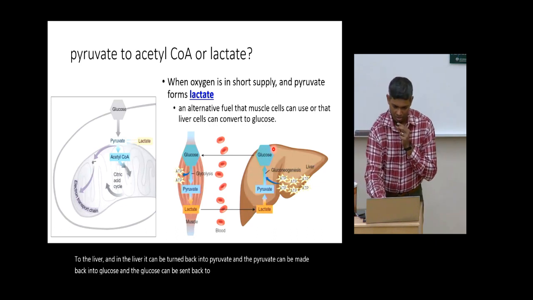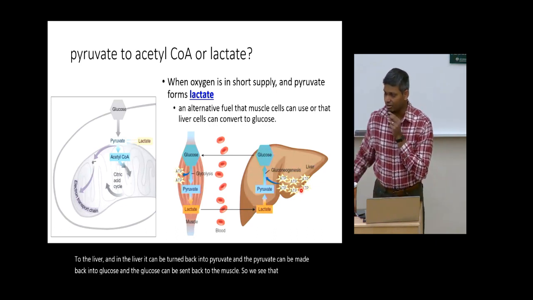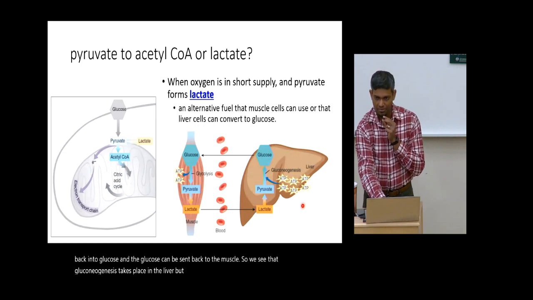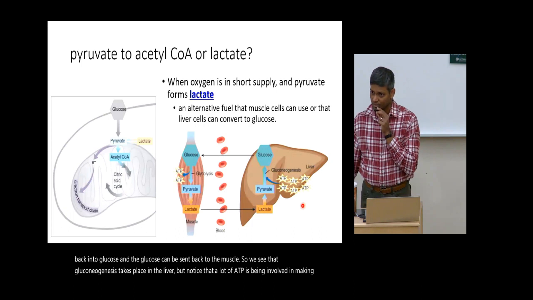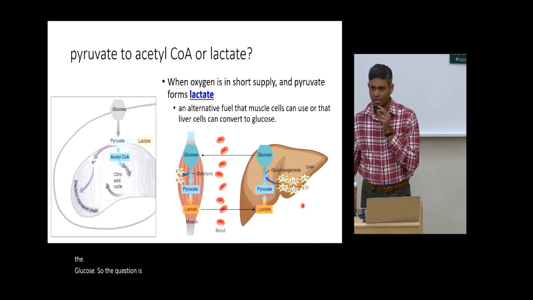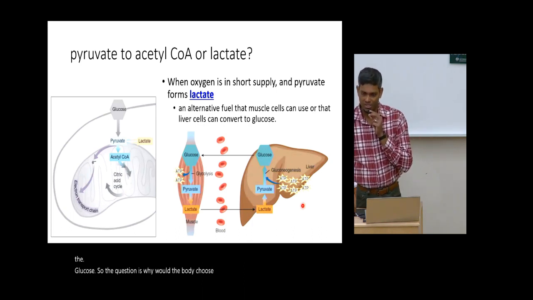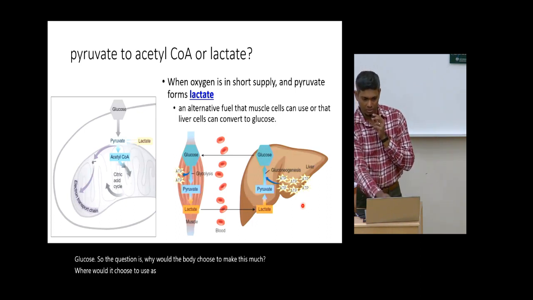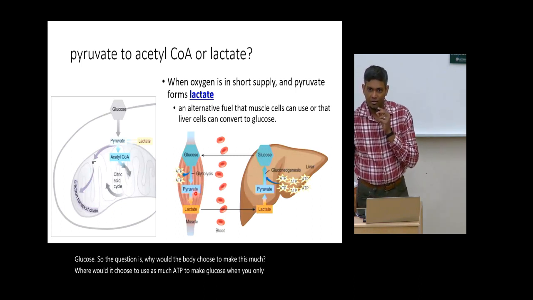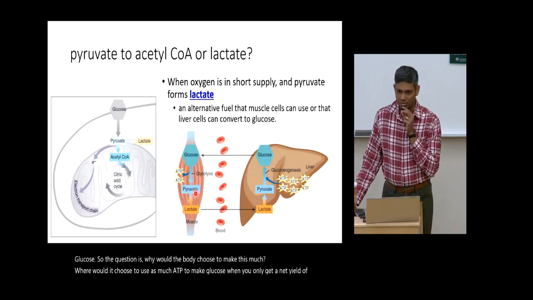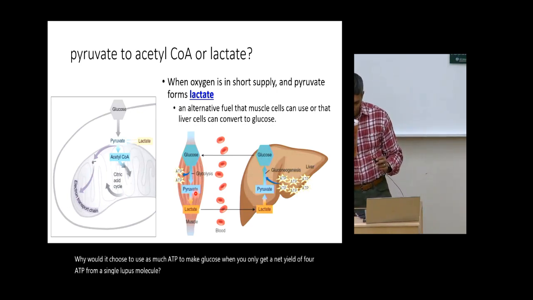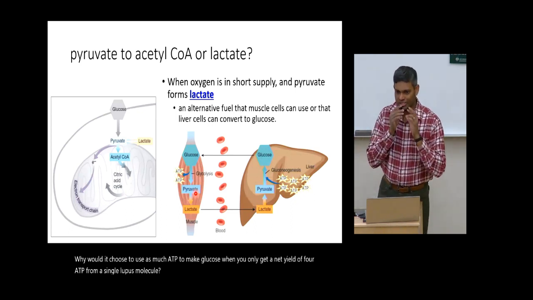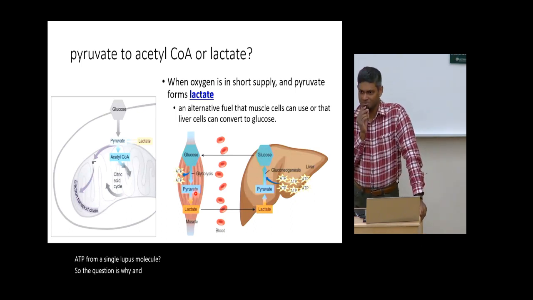So we see that gluconeogenesis takes place in the liver, but notice that a lot of ATP is being involved in making the glucose. So the question is, why would the body choose to use as much ATP to make glucose when you only get a net yield of 4 ATP from a single glucose molecule? So the question is why, and the answer, one word answer, is speed, right?